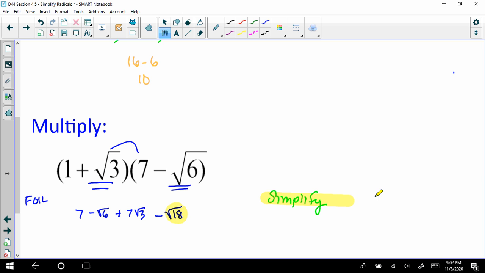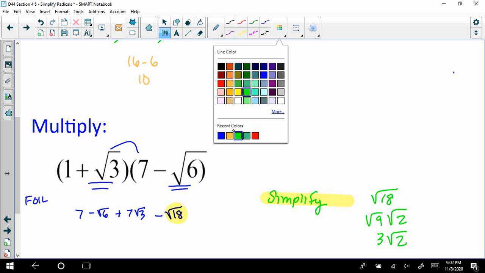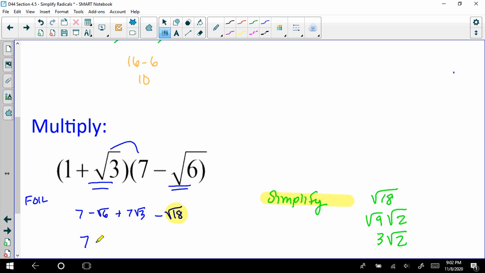So what that means is radical 18, you need to find the perfect square number on our list that goes into 18. That would be 9. Radical 9 times radical 2. So once I simplify, that is 3 radical 2. So I will update my answer now. I have 7 minus square root of 6 plus 7 square root of 3 minus 3 radical 2.